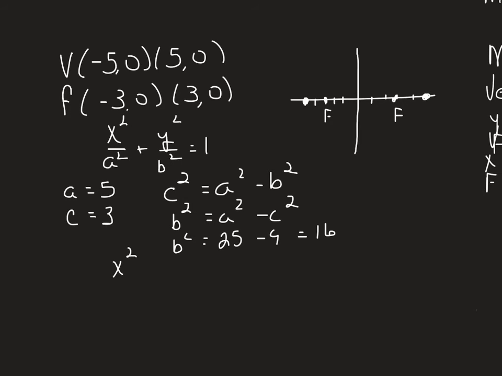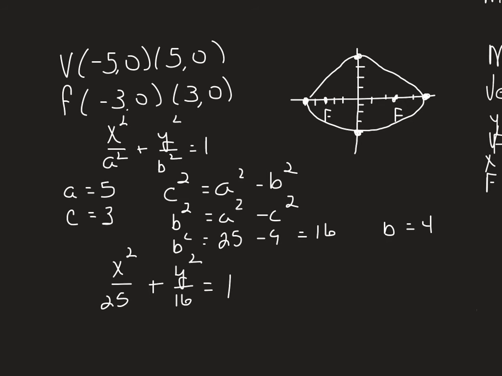X squared over 25 plus y squared over 16 equals 1. This is in standard form. And if I want to graph that, if b squared is 16, then b is 4. So here, and I've got enough information to graph my ellipse.